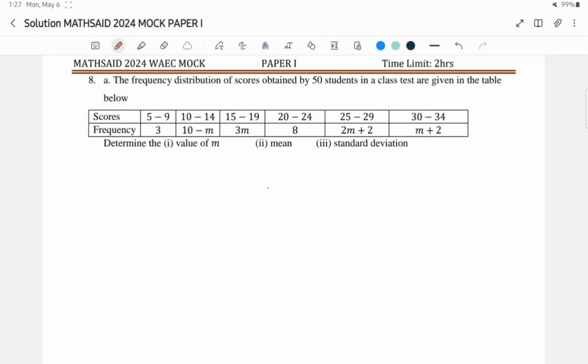The frequency distribution of scores obtained by 50 students in a class test are given in the table below. This is a grouped data. So we are given the scores and the frequency. We are required to find the value of M. To find the value of M, you can see that we only have M in the frequency.